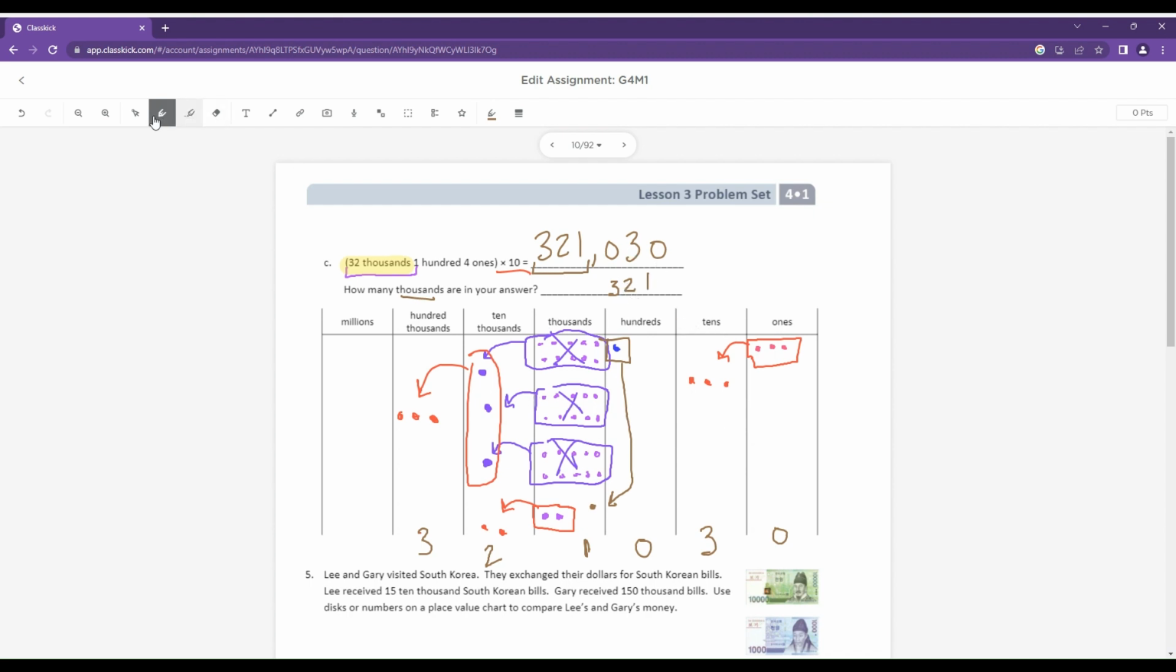Ooh, really quick, as I was just double checking my work, I realized that the directions actually say 4 ones. I only drew 3. So there's 4. That becomes 4 tens. It's not 30, it's actually 40. If I was to write this out appropriately, 321,040 because of the 4 ones. I accidentally only drew 3 ones. Doesn't change my amount of thousands, though. I still have 321 thousands in the problem.